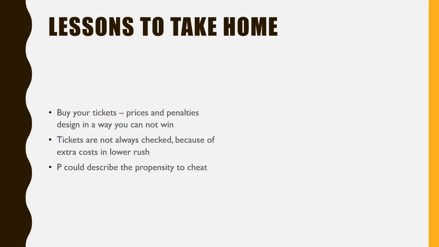So, lessons to remember: ticket prices and penalties are designed in a way that you cannot win. Tickets are not always checked because of extra cost at lower rush times and smaller stations. P could describe the propensity to cheat of a passenger.